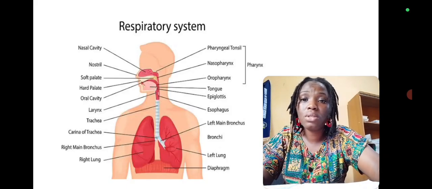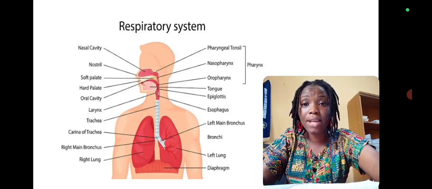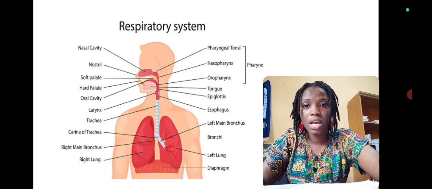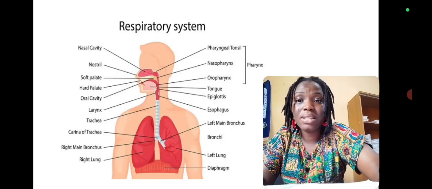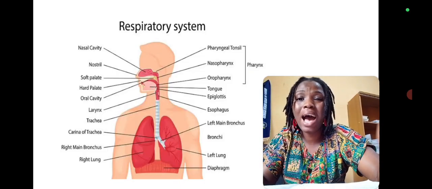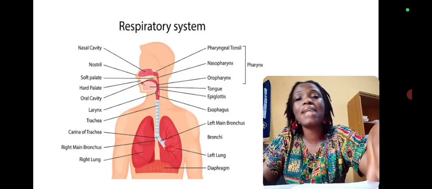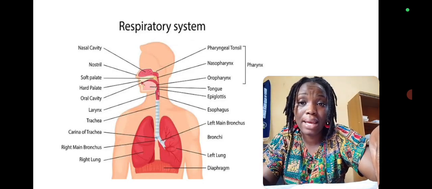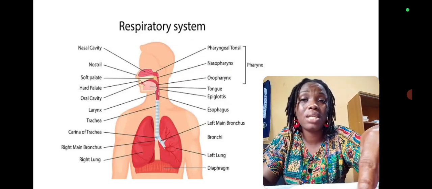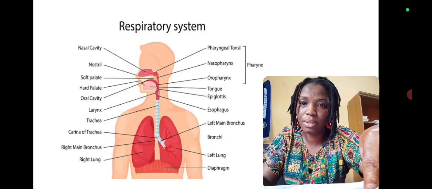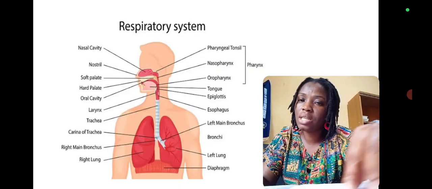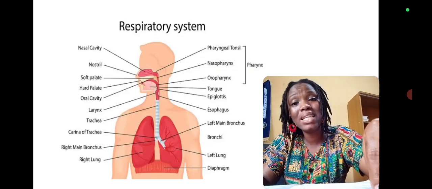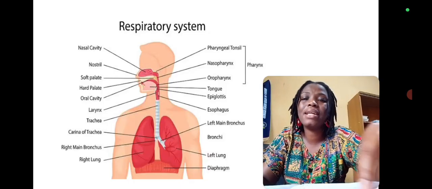Those ones are just tiny, small air spaces. From there, you will now go to the last, which is the alveoli. That alveoli is the most important because it is in the alveoli that exchange of oxygen and carbon dioxide takes place. Exchange of oxygen and carbon dioxide takes place in the alveoli, and they are what?